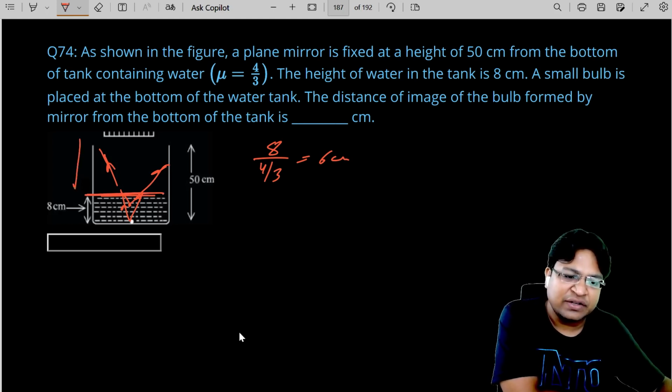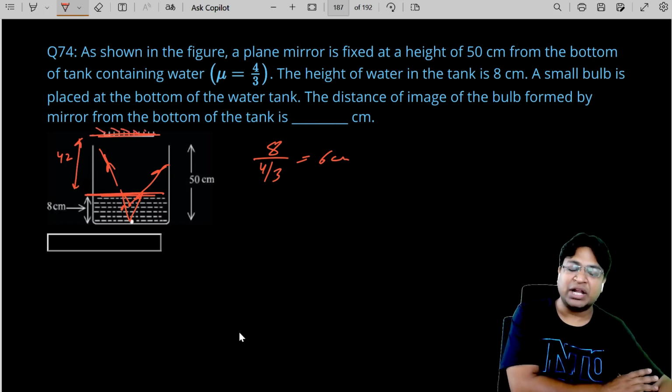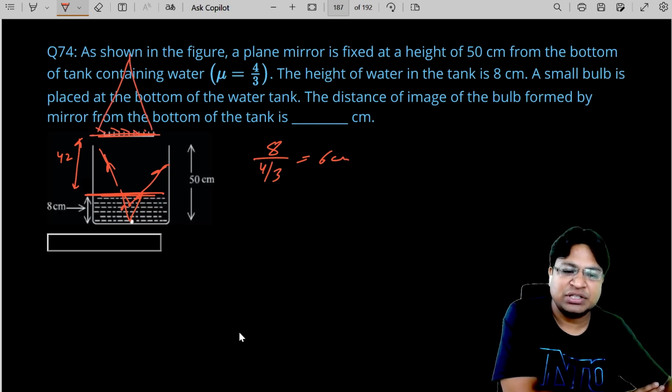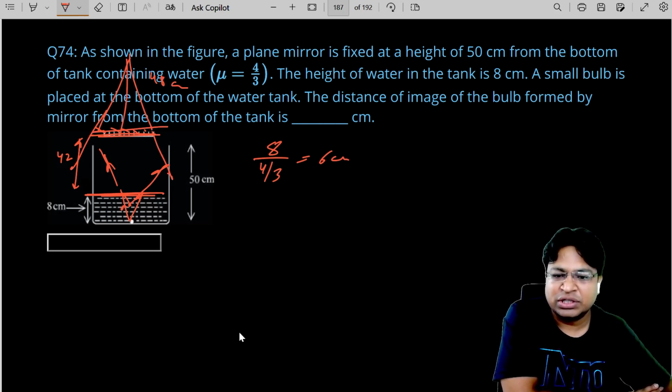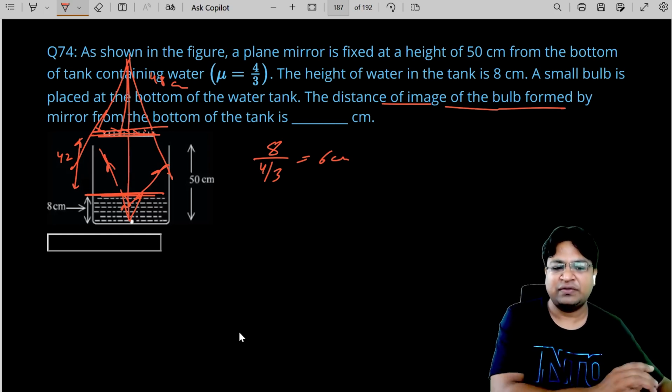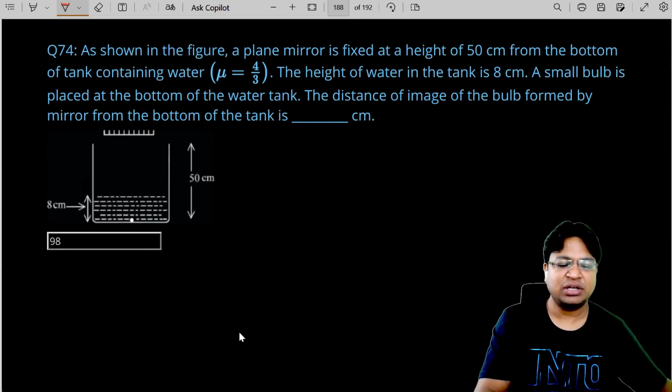The distance of the interface from the mirror is 42. So 42 plus 6 is 48. So for this mirror, the object distance is 48. It will form an image which is 48 centimeter behind the mirror. We want to know the distance of the image formed by the mirror from the bottom of the tank. So this is 48, this is 50. So 98 would be the answer. 98 would be the right answer, as we can see.